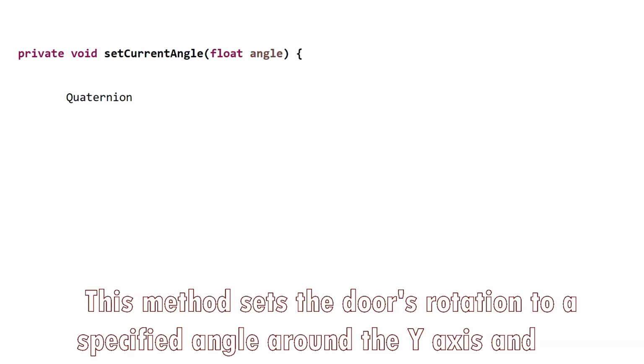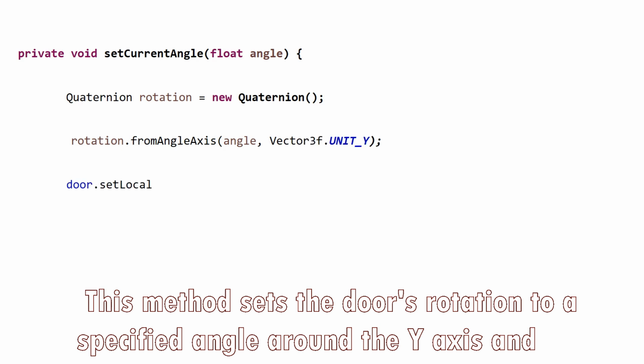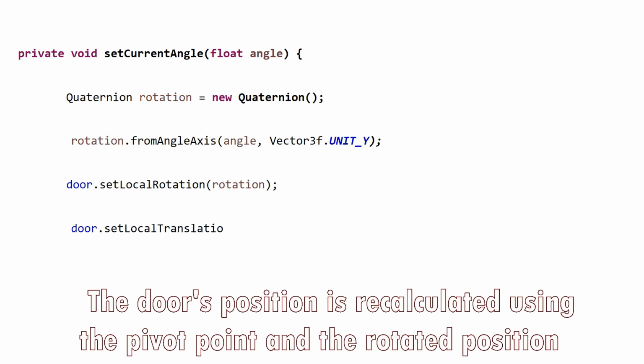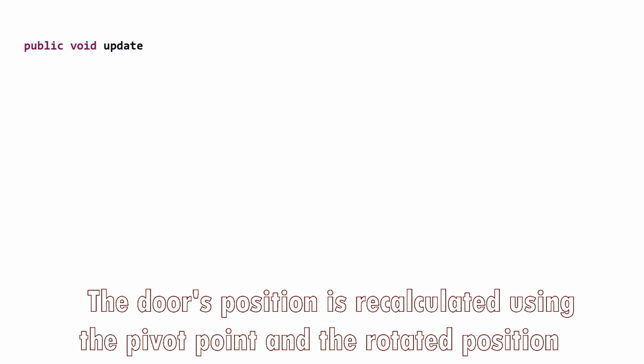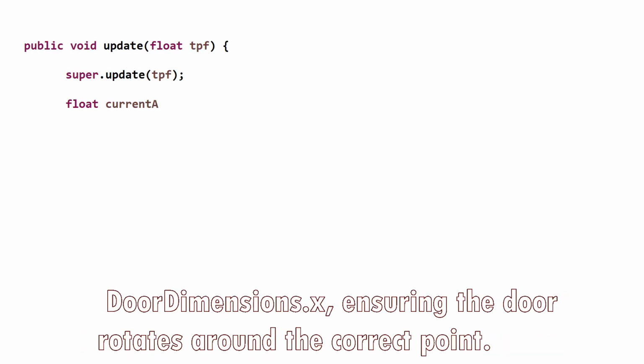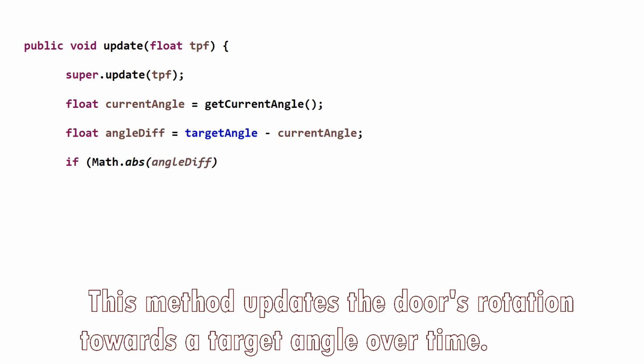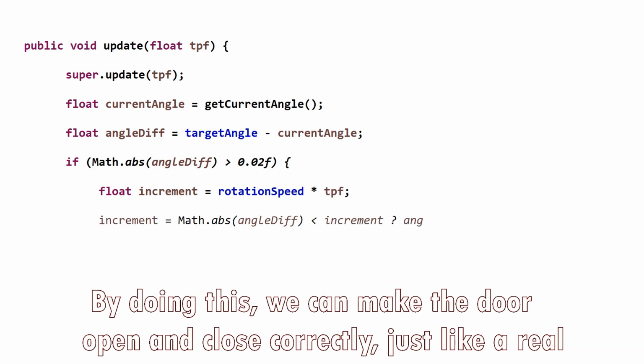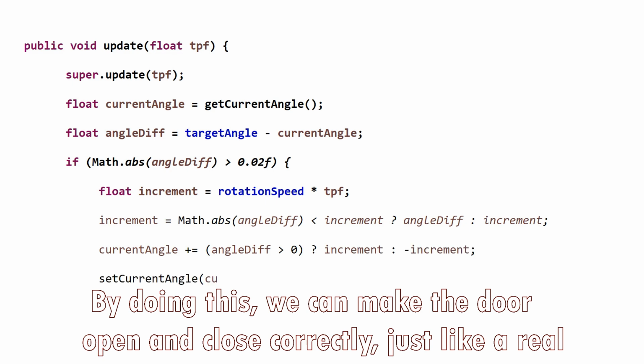This method sets the door's rotation to a specified angle around the y-axis and updates its position. The door's position is recalculated using the pivot point and the rotated position based on its width, door dimensions.x, ensuring the door rotates around the correct point. This method updates the door's rotation towards a target angle over time. By doing this, we can make the door open and close correctly, just like a real door in your house.